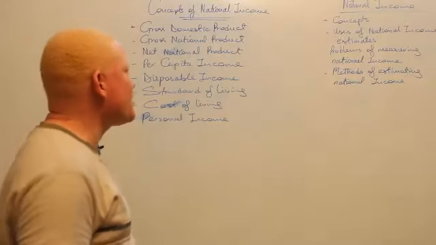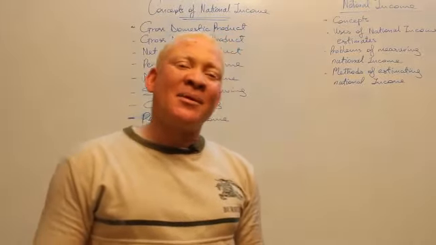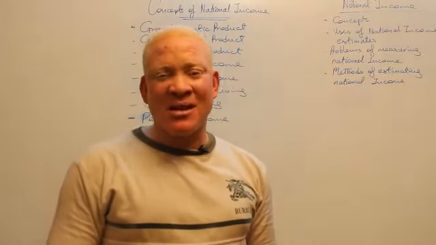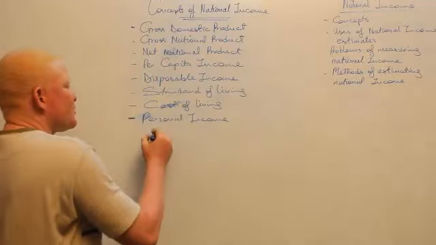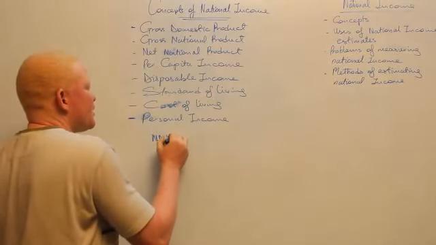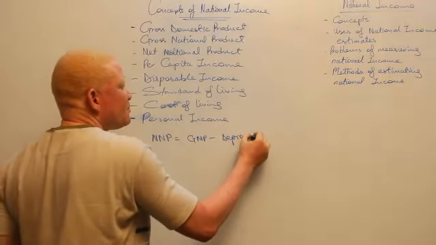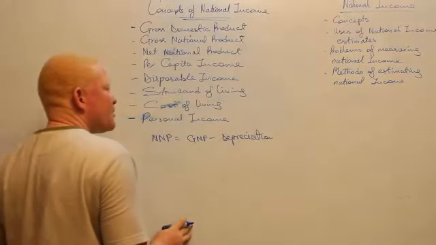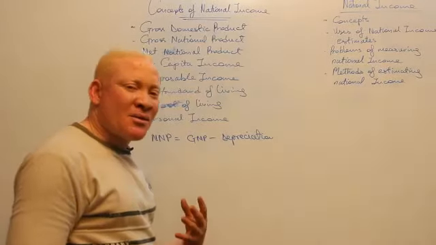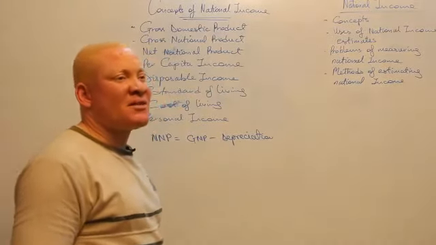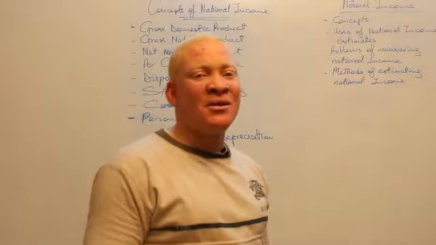Then the net national product is the gross national product, the GNP, adjusted to reflect the capital consumption allowance. The capital consumption allowance is what we call depreciation. That means NNP, net national product, equals GNP less depreciation. Depreciation, or capital consumption allowance, is basically the loss in the value of fixed assets of a country or of a firm over a period of time.